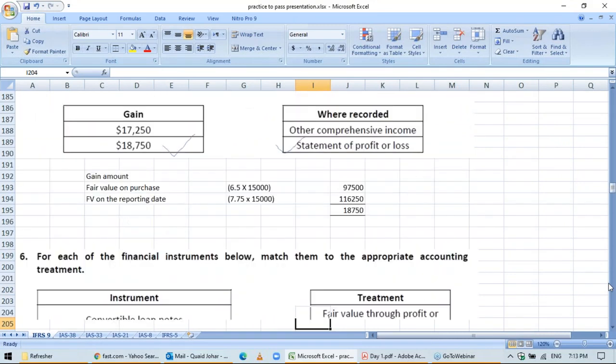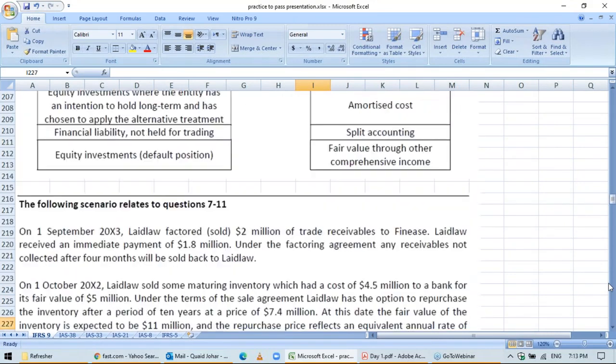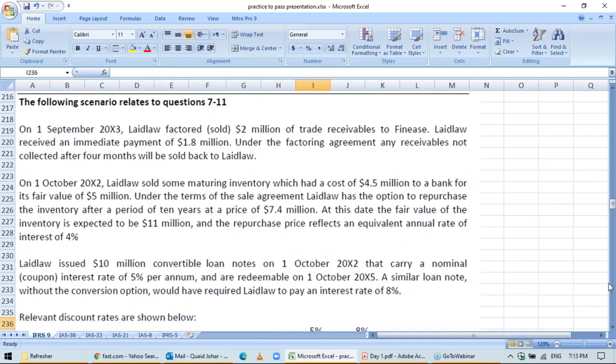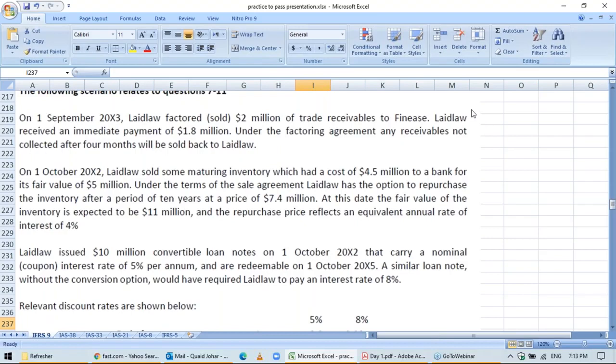So next is question number 7 to 11. This is a case type question. Let's attempt this case type question. Students, please go through it. First, I'm giving you a couple of minutes to read this question. Then we'll start.